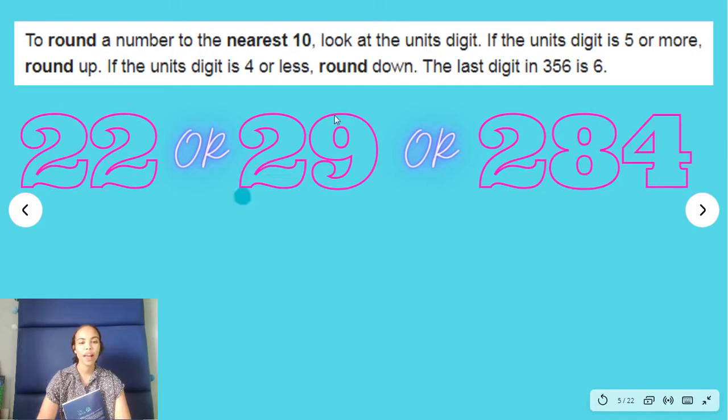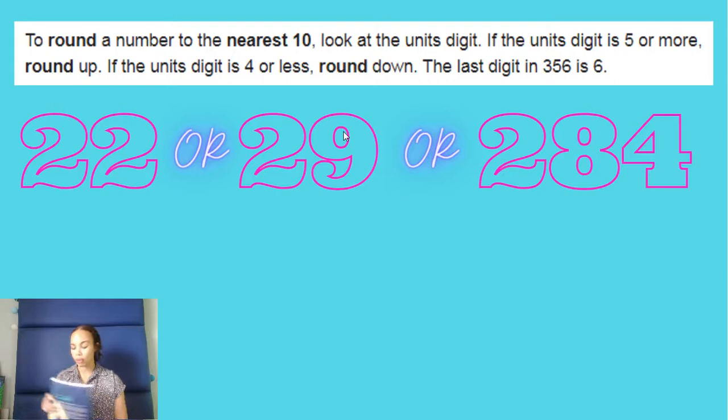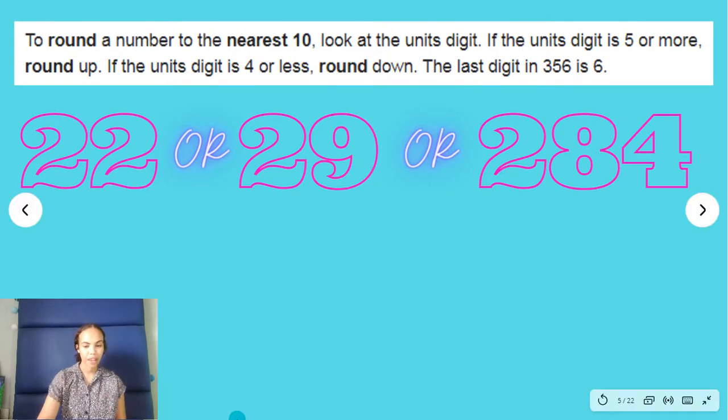Or, what if we have 29? It says, if the digit in the units column is 5 or more. Is this 5 or more? Yes. So that means we round up. So it becomes 30. Okay, here we have one more. Just have to remember the rule is 5 or more, go up. Let's go and have some practice.